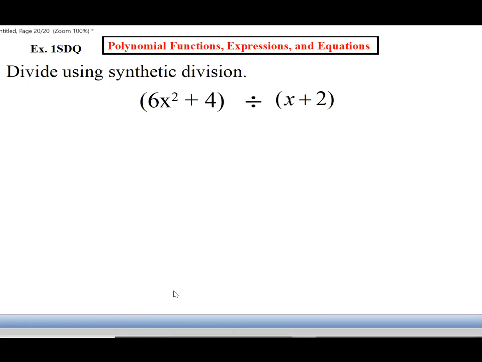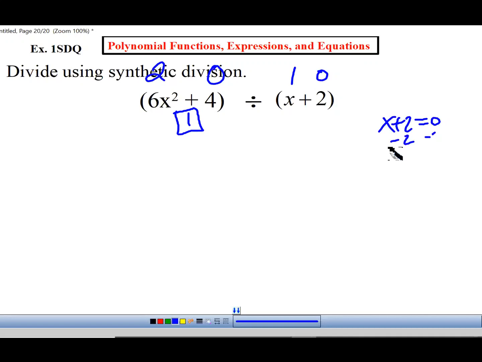So first things first, we check for standard form. The first one is to the second degree and to the 0 degree. Standard form, yes, from highest to lowest. Are there any degrees missing? Yes, to the first degree. I'm going to box it to remember it. Okay. The second one, first degree, 0 degree. Standard form, yes. Anything missing? No. X plus 2 equal to 0, minus 2 minus 2. X equals -2. That's going to be my divisor for synthetic division.